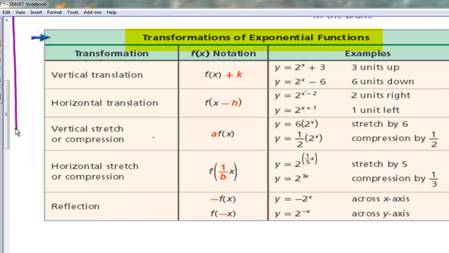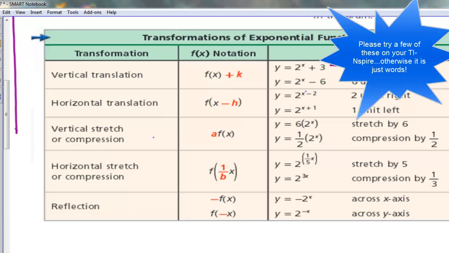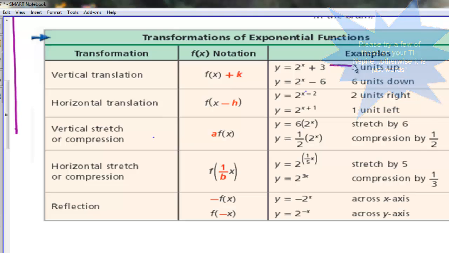So if we have, for example, 2 to the x as our parent function, and then we write 2 to the x plus 3, as in this example right here, that will be a shift of 3 units up. If we have 2 to the x minus 6, that's going to be 6 units down. If we have something subtracted inside like this, so 2 to the x minus 2, where 2 is being subtracted from the x, that's going to be a shift 2 units to the right. If we have 2 to the quantity x plus 1, that's going to be a shift of 1 unit to the left, and so on.